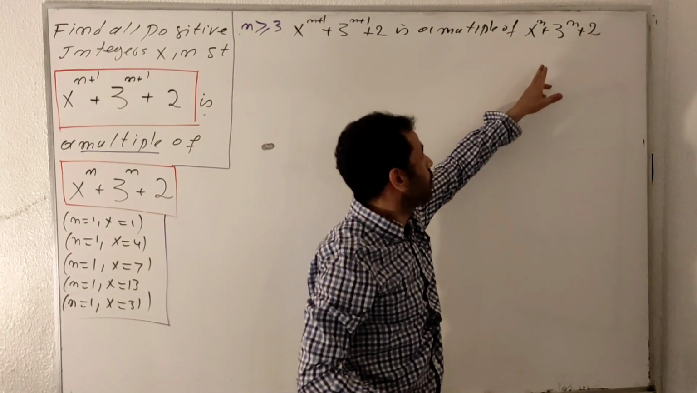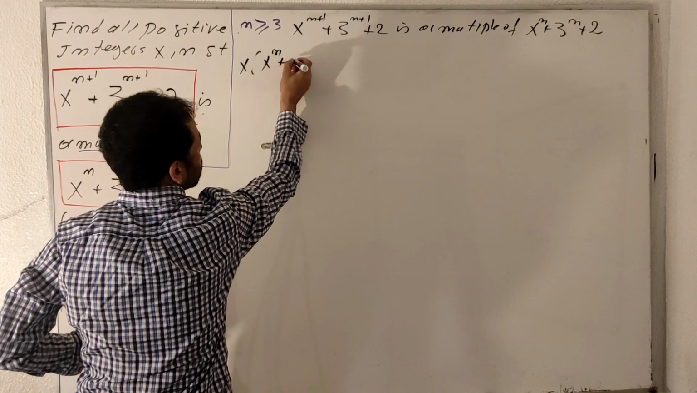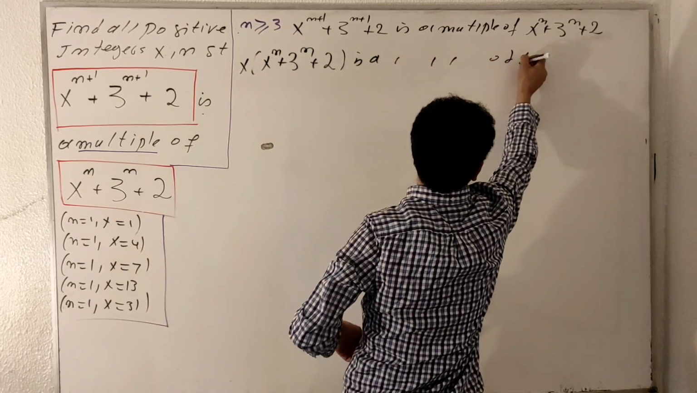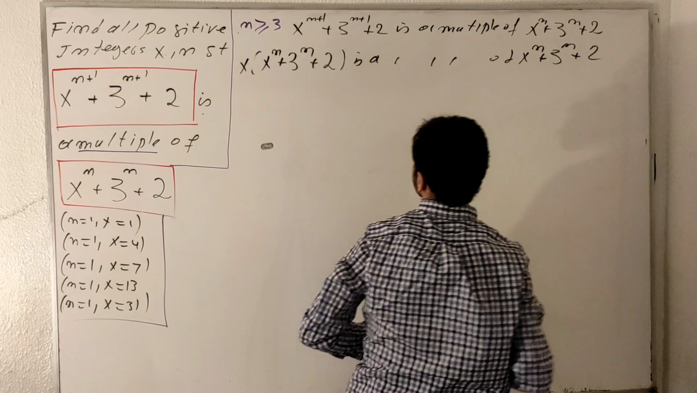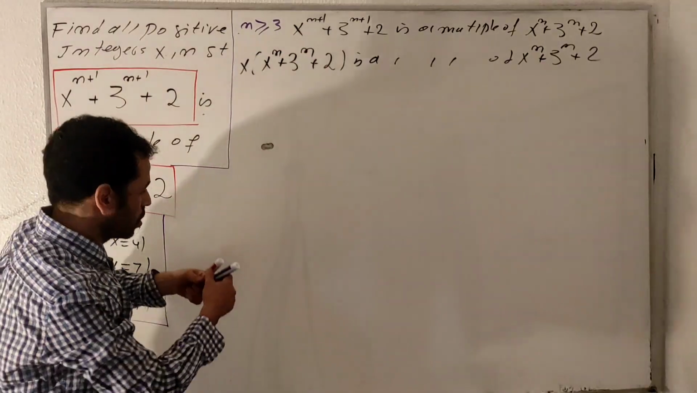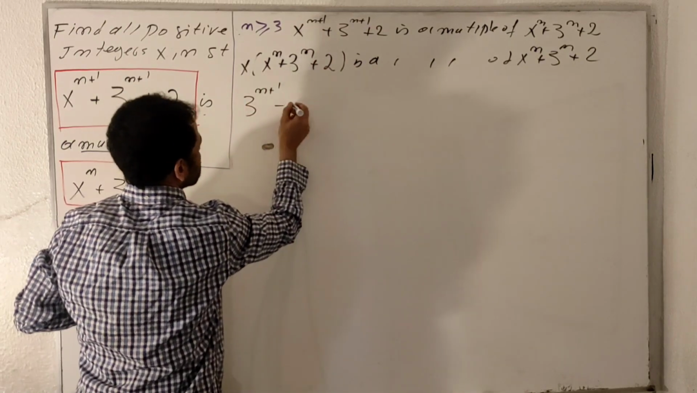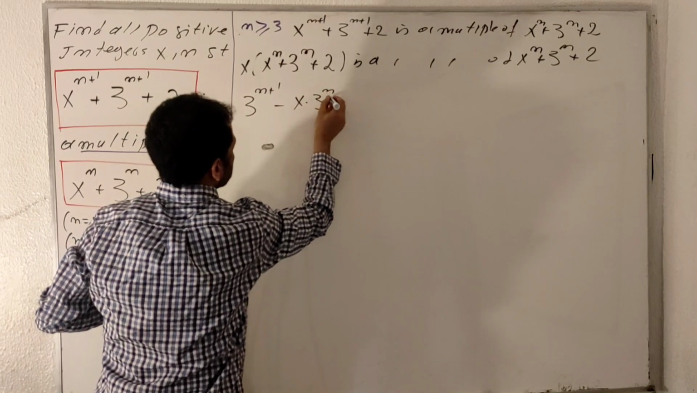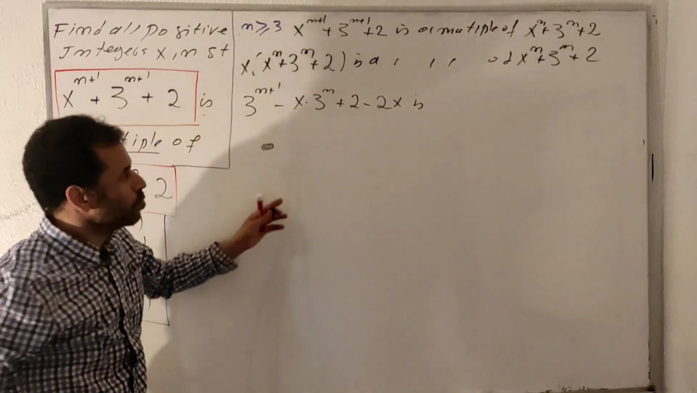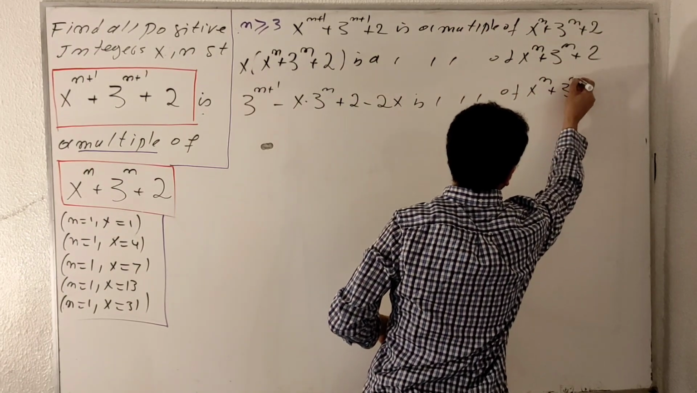I'm going to do the same work as I did previously. We have x multiplied by x to the n plus 3 to the n plus 2 is a multiple of x to the n plus 3 to the n plus 2. Now I'm going to take the difference of this one and this one. The x to the n plus 1 is eliminated, so I will be left only with 3 to the n plus 1 minus x multiplied by 3 to the n plus 2 minus 2x. What about this one? It is a multiple of x to the n plus 3 to the n plus 2.